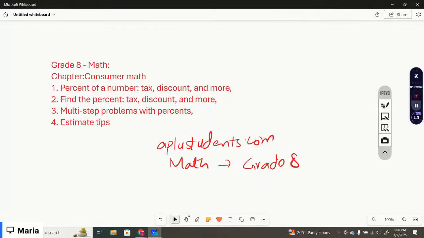We're going to start with the chapter consumer math. The lessons we're going to cover today are percent of a number, tax discount, and more; find a percent, tax discount, and more; multi-step problem with percents; and estimate tips.